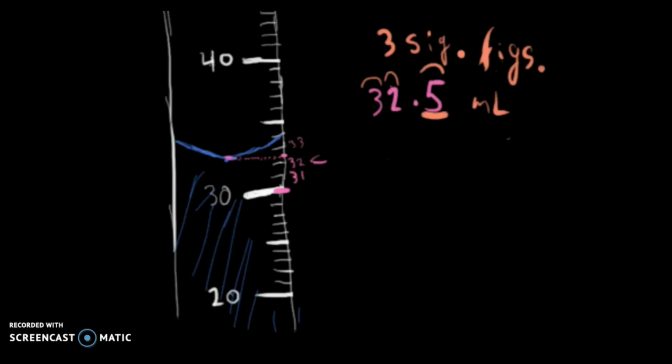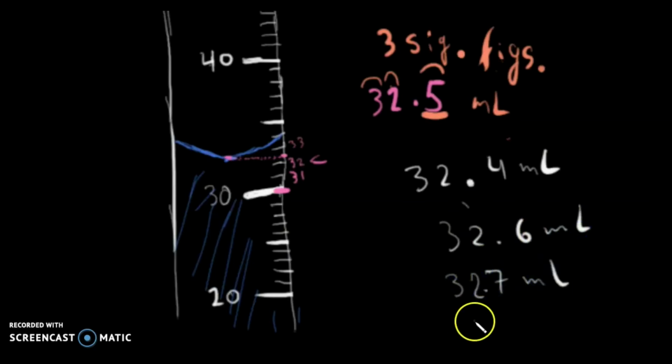And remember, this thing right here does not mean that this is precisely 32.5, but it means that it could be around 32.4, it could be 32.6, or it could be even 32.7, it could also be 32.3, but it has to be near 32.5, right? Here's where the uncertainty is. This is what significant figures tell me, that the uncertainty is in the last digit that we have there.